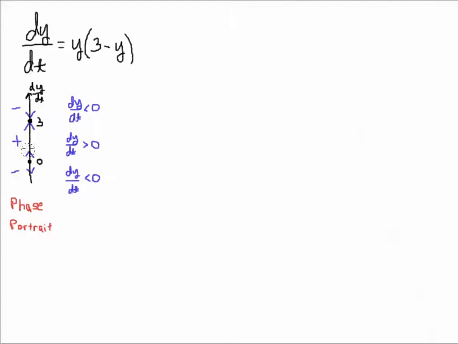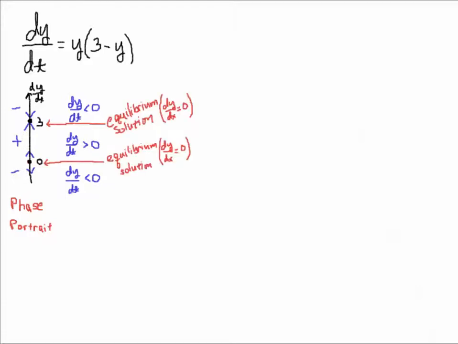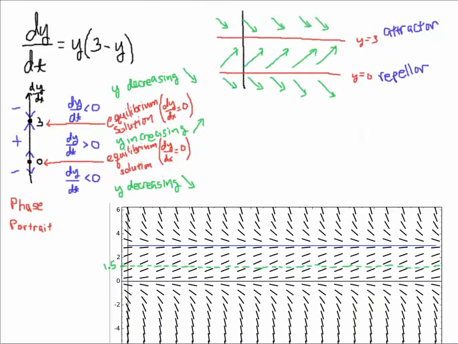So what we see here is that the function y is actually increasing between 0 and 3, decreasing when you're greater than 3, and decreasing when you're less than 0. And it is 0 at 0 and 3, and we call those equilibrium solutions. That's where dy/dt is 0 in both cases. And then, as I said, y is decreasing above 3, increasing between 0 and 3, and decreasing when y is less than 0. And let's see how that matches up with our slope field.